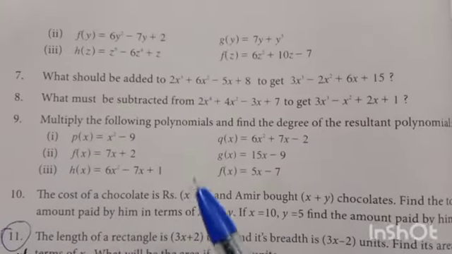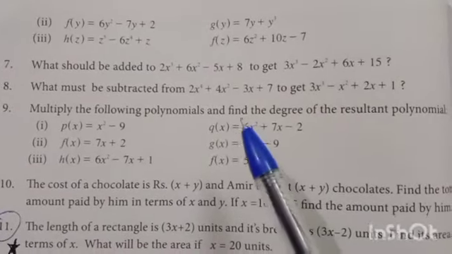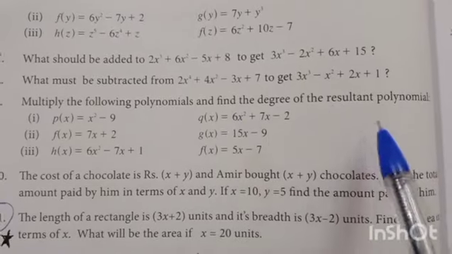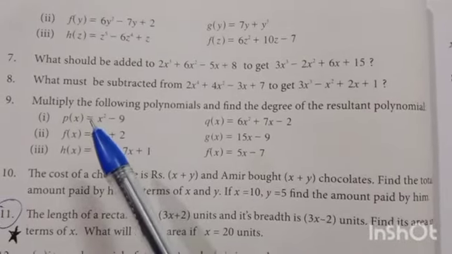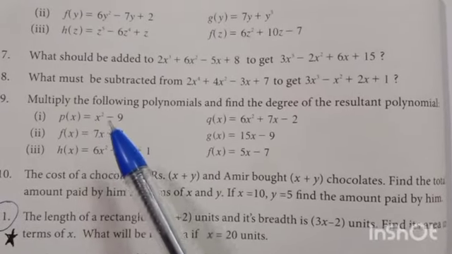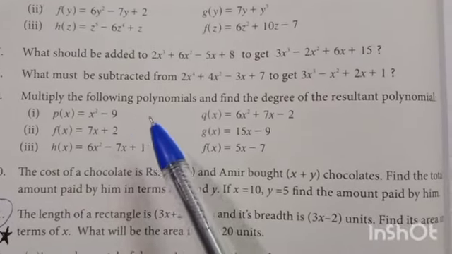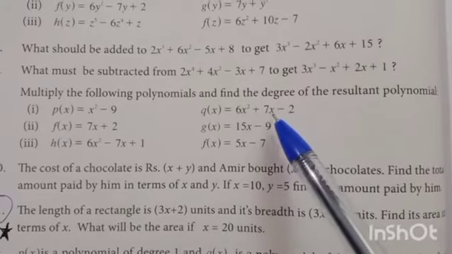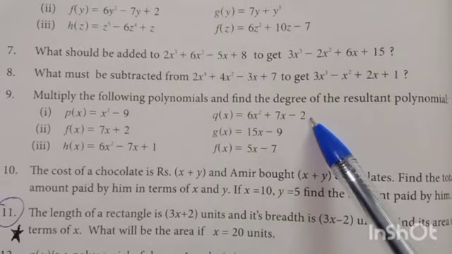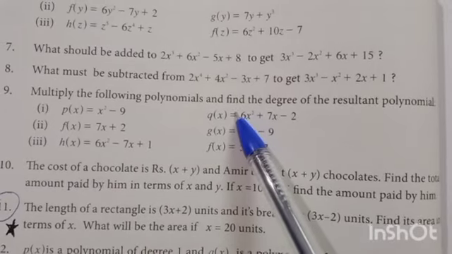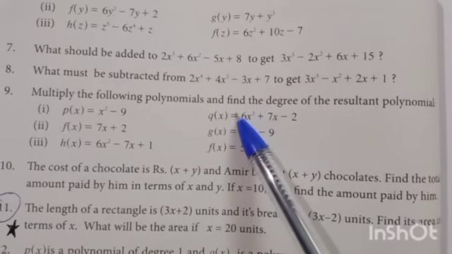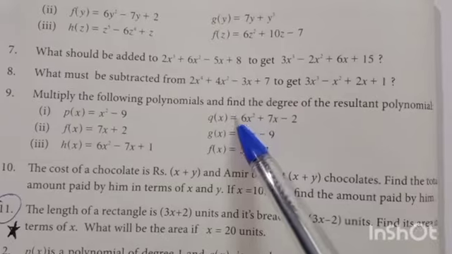Listen students, now 9th question. Multiply the following polynomials and find the degree of the resultant polynomial. Two polynomials are given: p of x is equal to x square minus 9 and q of x is equal to 6x square plus 7x minus 2. You have to multiply these two polynomials, then find the degree of the resultant polynomial.